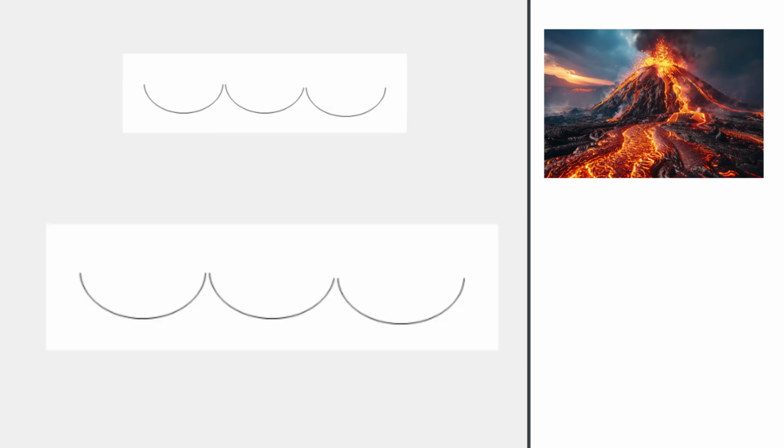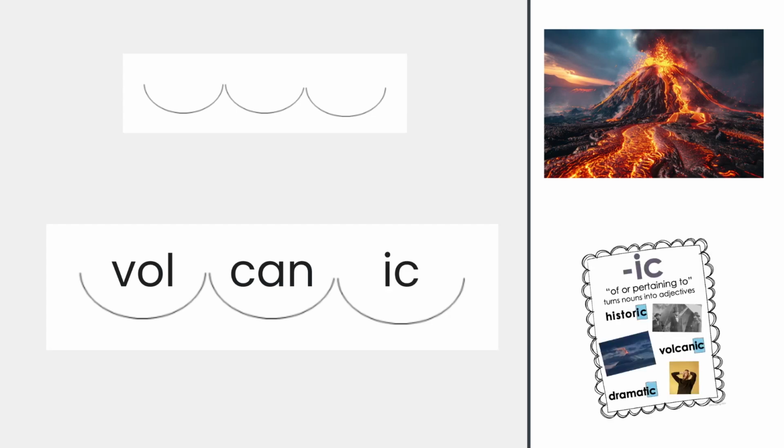The word is volcanic. How many syllables does volcanic have? Volcanic, 3 syllables. Tap out the sounds in each syllable. Vol, v, a, ol. Can, k, a, n. Ik, ik. The word is volcanic. The suffix ik turns nouns into adjectives. Volcano becomes volcanic.